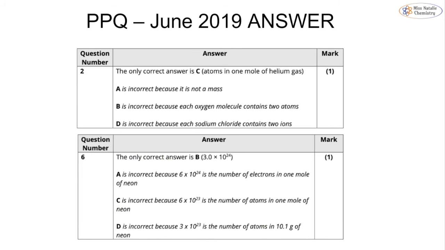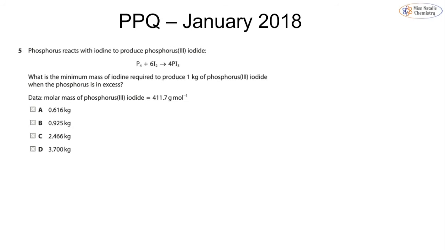So there you go. You can see the answers there are C and B, as we said. So this is from the January 2018 paper, and this time we're looking at a calculation from a balanced equation between phosphorus and 6 moles of iodine to make 4 moles of phosphorus 3 iodide.